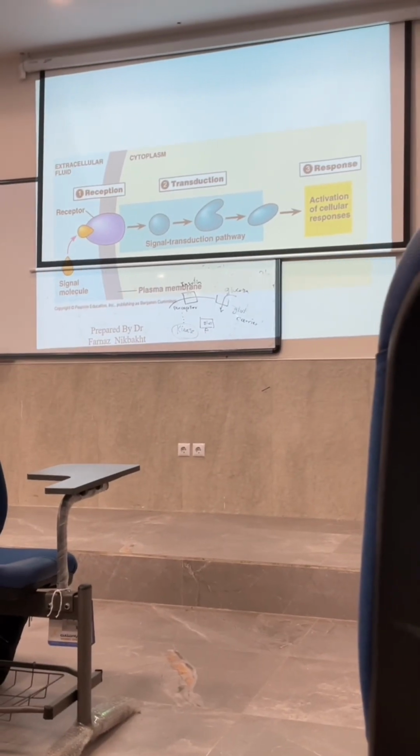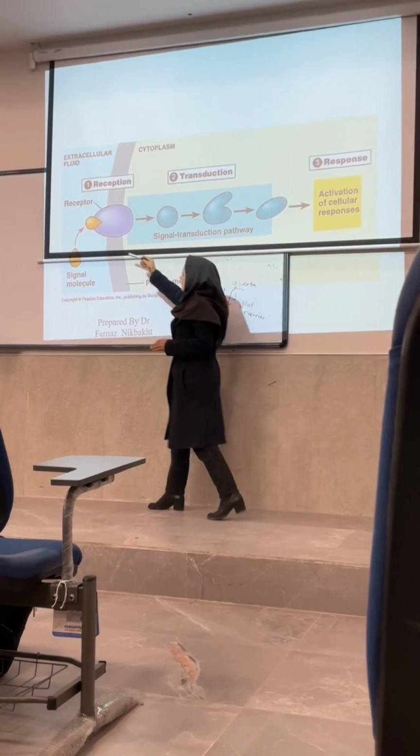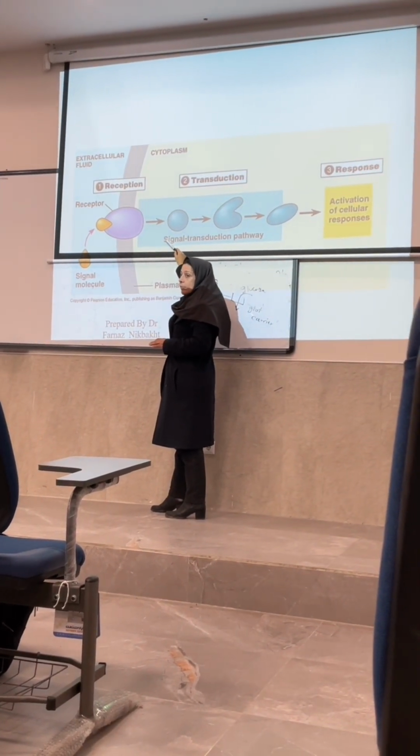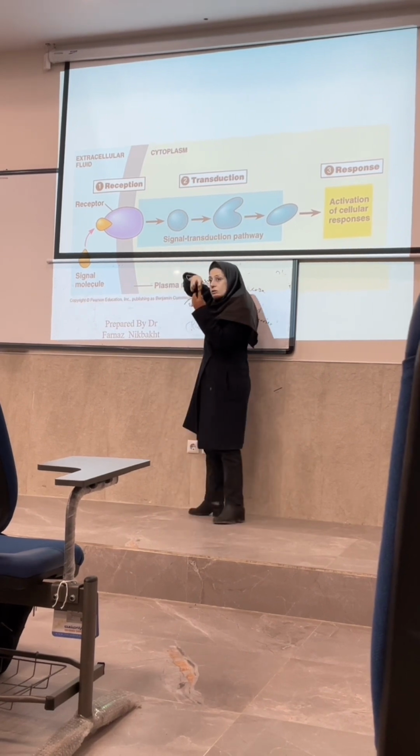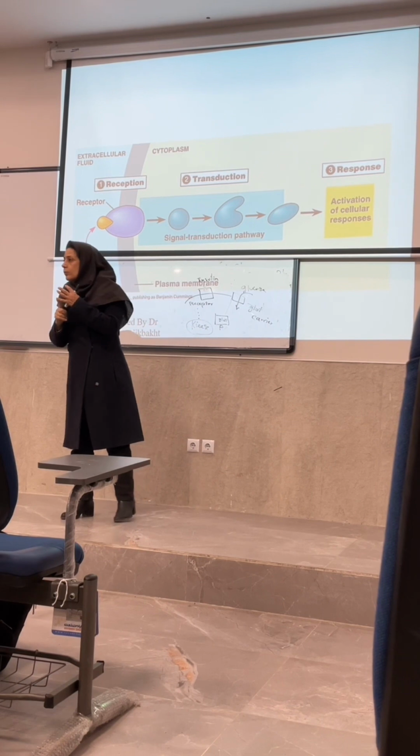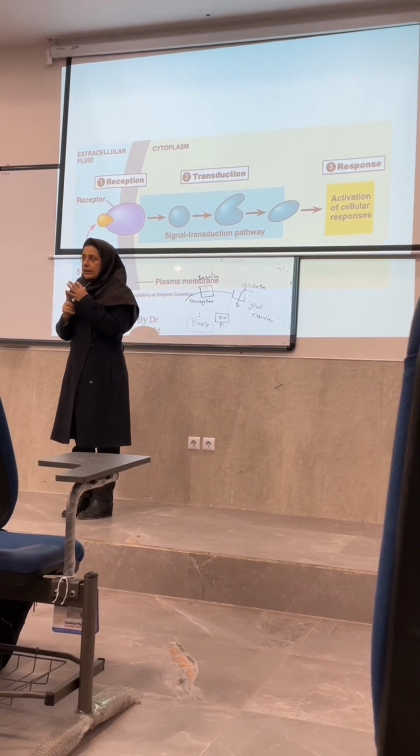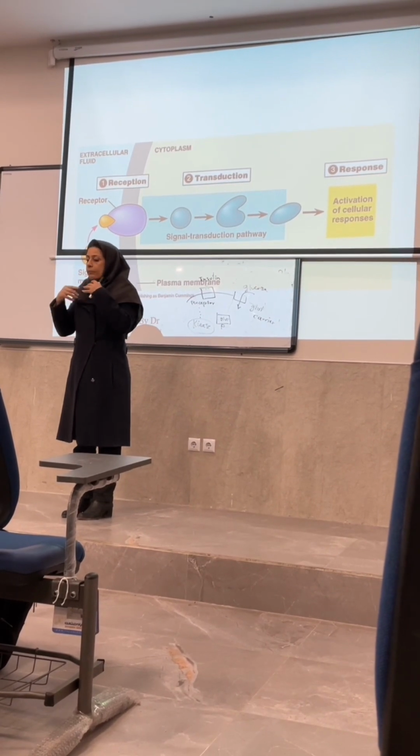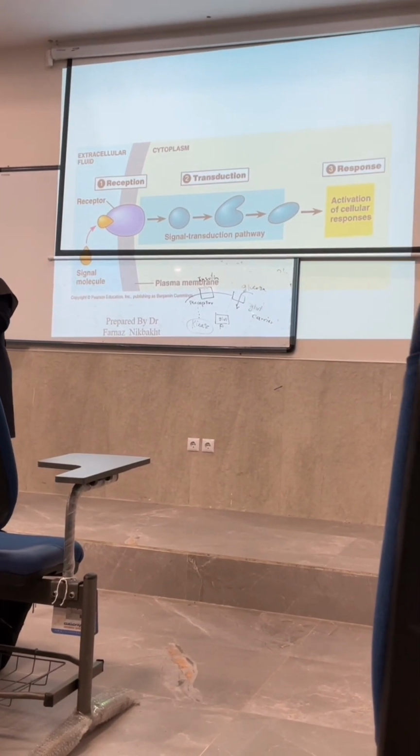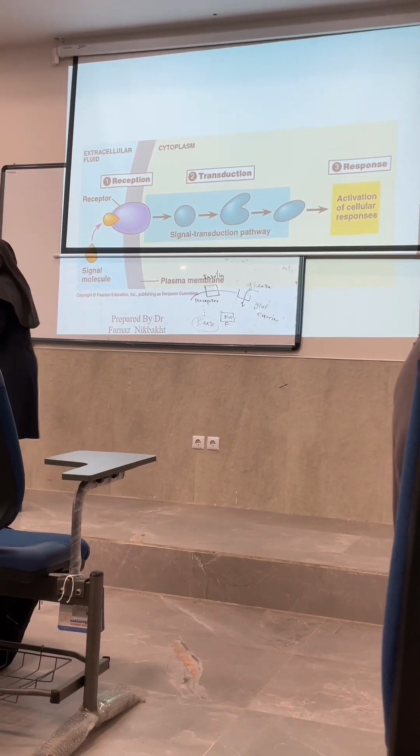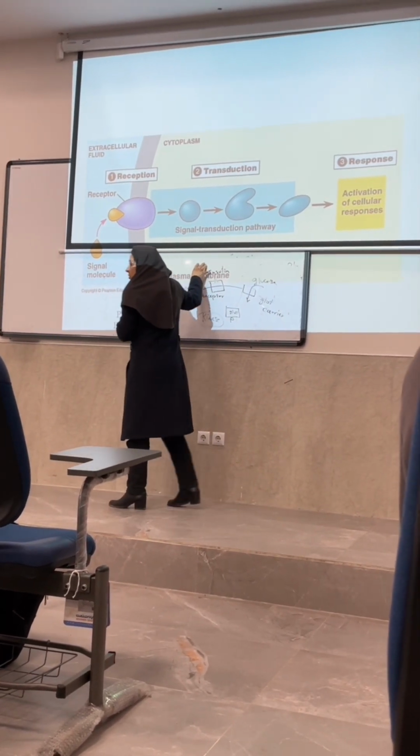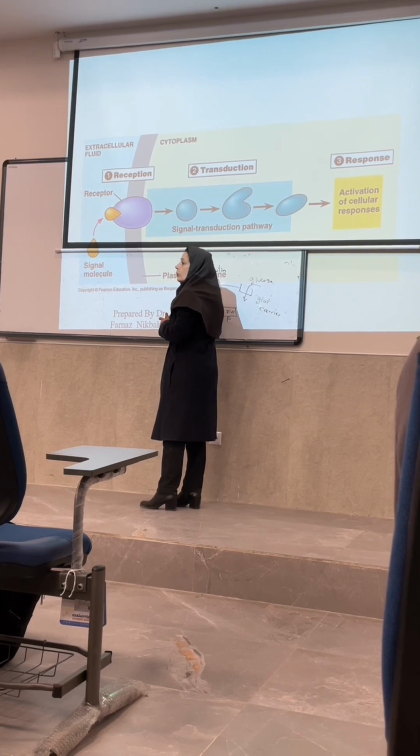Sometimes the receptor is located on the surface. Sometimes the receptor is located in the cytoplasm, sometimes even inside of the nucleus. For example, for the thyroid hormones, T3 and T4, when they want to activate their receptors, where is the location of their receptor? Is it outside on the cell surface, inside of the cytoplasm, or inside of the nucleus? In the nucleus, okay?